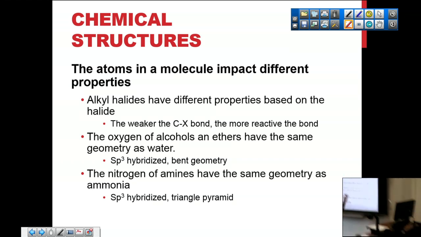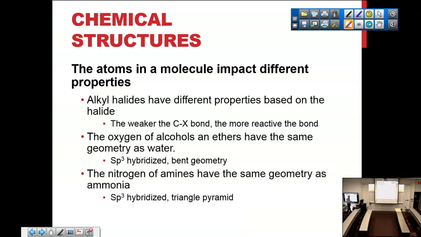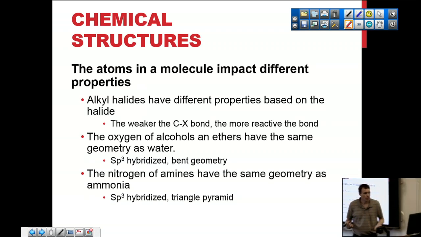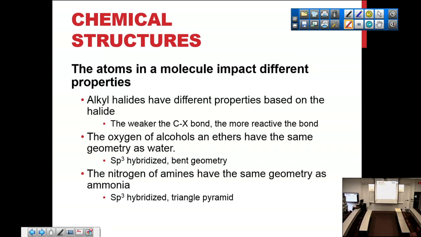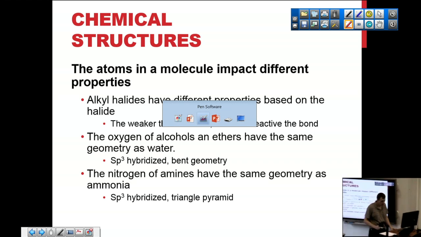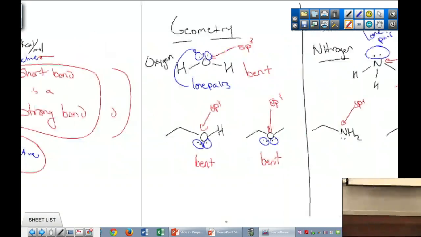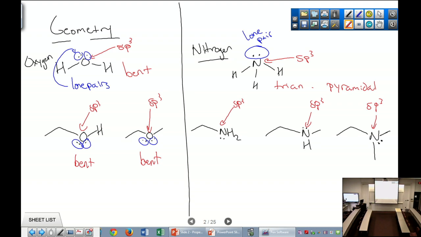oxygens in molecules. So the oxygens of an alcohol or an ether have the same geometry as water. Right? So go back over here. If we look at water, the oxygen in water is sp3 hybridized. It has two lone pairs, and then two groups bonded to the oxygen. The geometry of water we call bent.